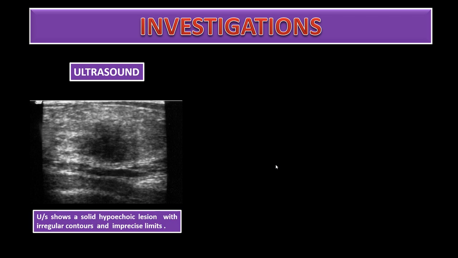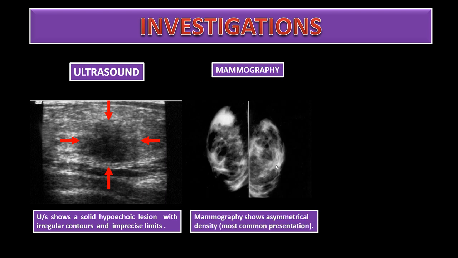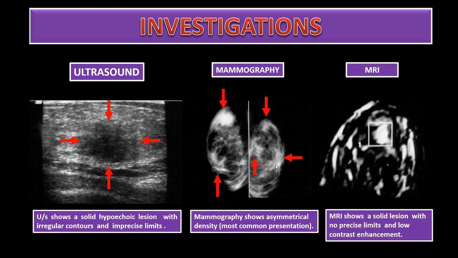Investigations. Ultrasound. Ultrasound shows a solid hypoechoic lesion with irregular contours and imprecise limits. Mammography. Mammography shows a symmetrical density, most common presentation. MRI. MRI shows a solid lesion with no precise limits and low contrast enhancement.